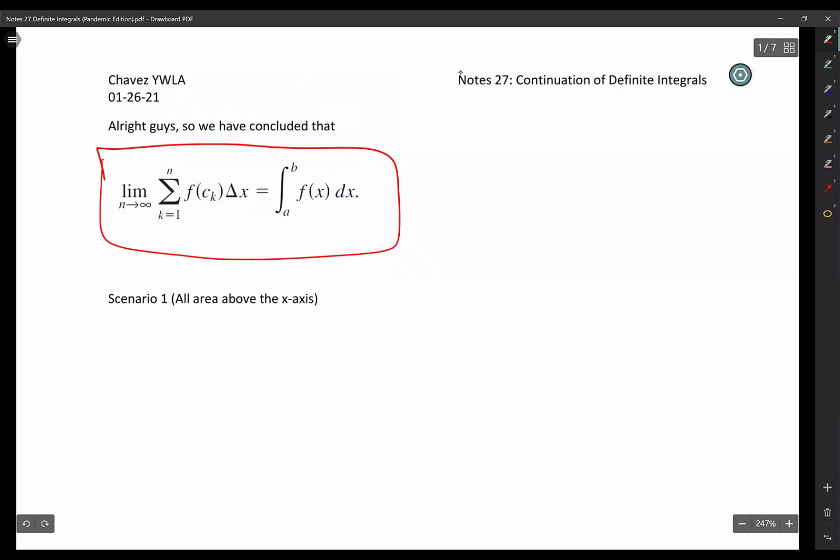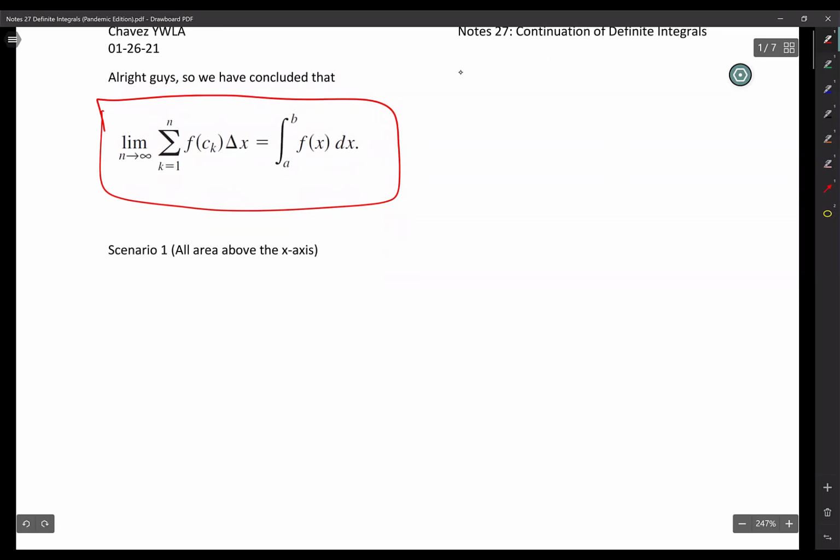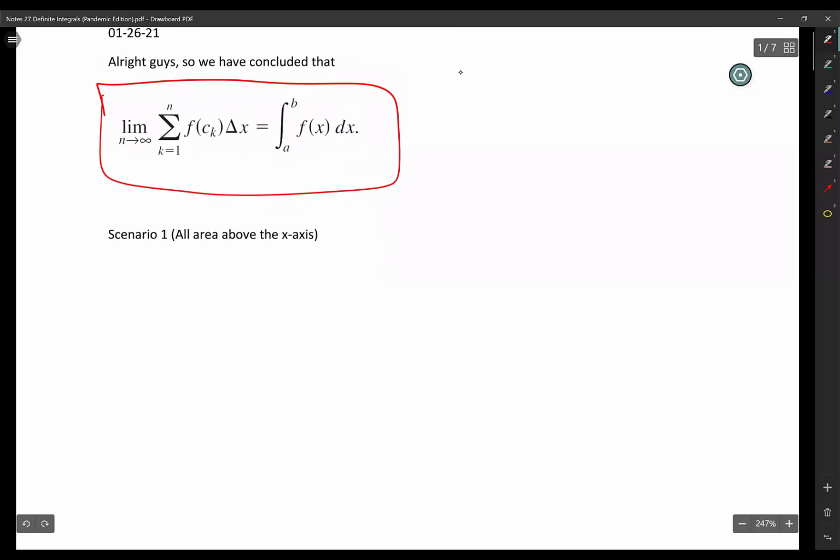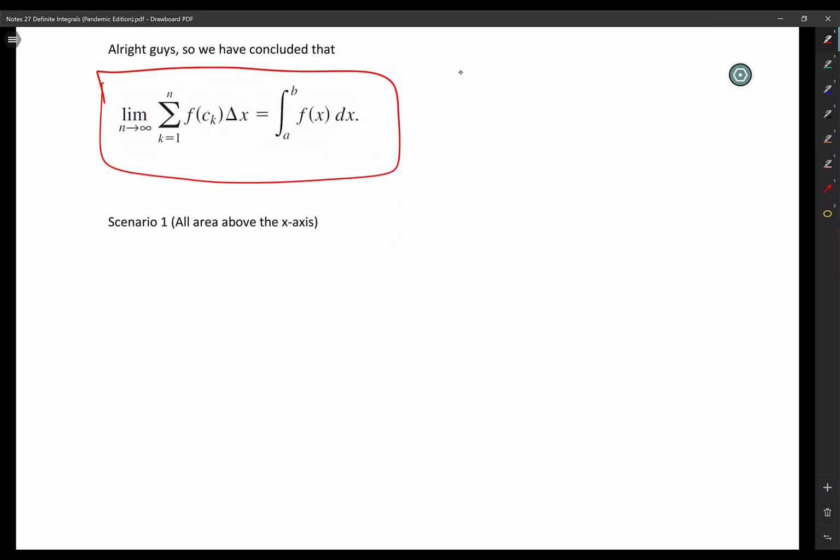Okay, let's talk business. Let's just go right into this, guys. There are three scenarios, and let's go over the three scenarios that you're going to get. Scenario one, all the area is above the x-axis.